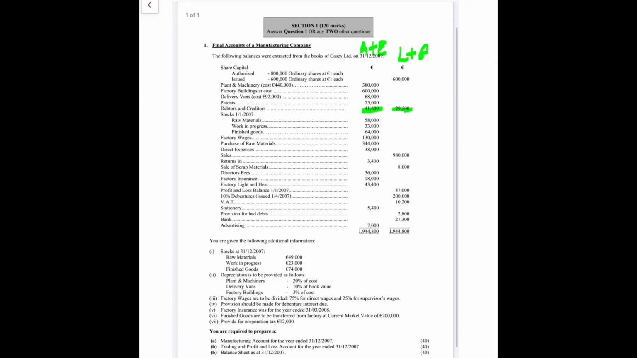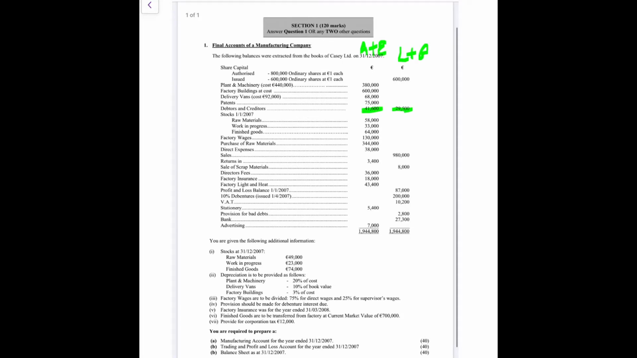Okay, then you've got your opening stocks. You've 3 opening stocks: raw material and work in progress both go into the manufacturing account, and stock of finished goods goes into the trading account. You've got factory wages of €130,000. They're going to go into the manufacturing account because it's got to do with the factory.